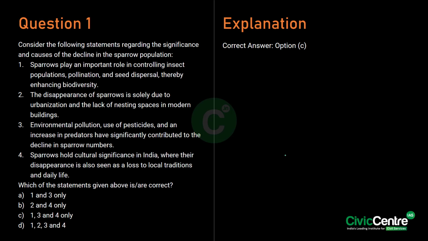Sparrows play a key role in maintaining the ecological balance by controlling pests, pollination and seed dispersal. So the first statement is correct. Their decline is caused by various factors such as environmental pollution, use of pesticides, urbanization, predation and lack of green spaces. So it is not solely due to urbanization, hence the second statement is wrong. Furthermore, sparrows also hold a cultural value in India where their disappearance symbolizes a loss of natural heritage. So the fourth statement is correct, and the third statement is also correct. Hence the correct answer is option C, which is 1, 3 and 4 only.